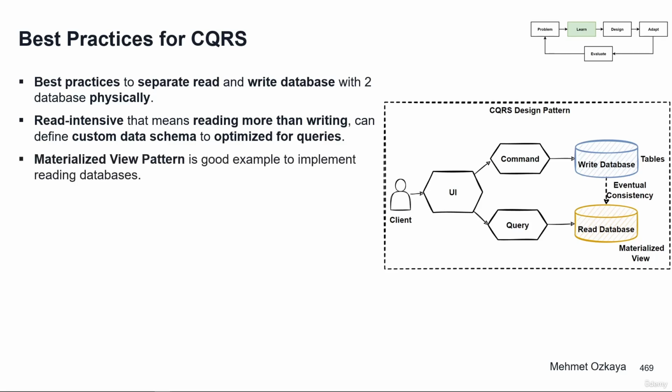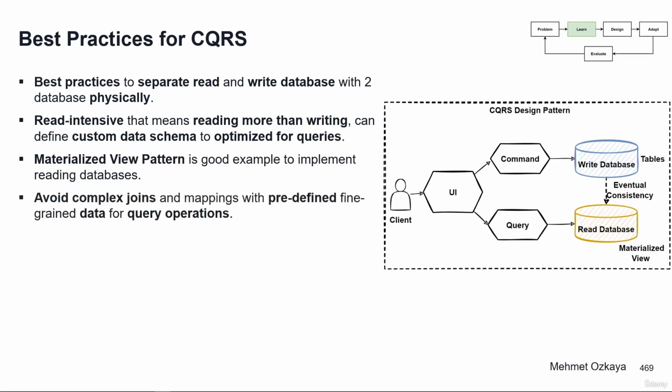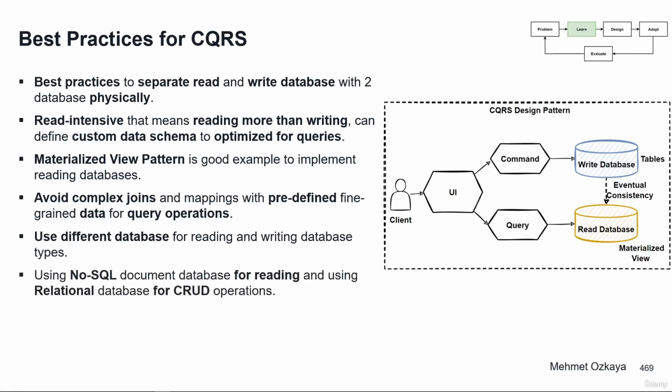Materialized view pattern is a good example to implement reading databases, because this way we can avoid the complex joins and mapping with predefined fine-grained data for query operations. By this isolation, we can use different database technologies for reading and writing databases, like using the NoSQL document database for reading and using relational database for CRUD operations.